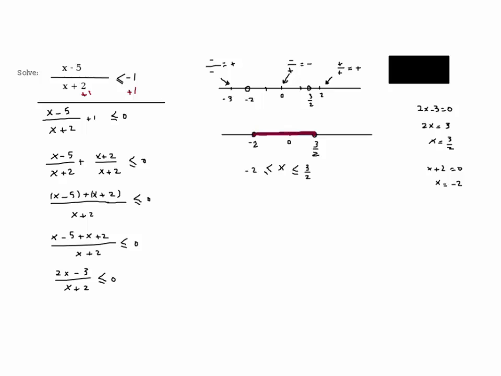Can somebody remember how to write this in interval notation? Remember we talked about interval notation? Should I use the brackets or parentheses? Brackets, right? Because we are including the endpoints. Very good. It would be negative 2, comma, 3/2. Again, I'm going to use brackets here also. This is just the interval notation that we talked about before. So this is how you solve for x for this inequality.